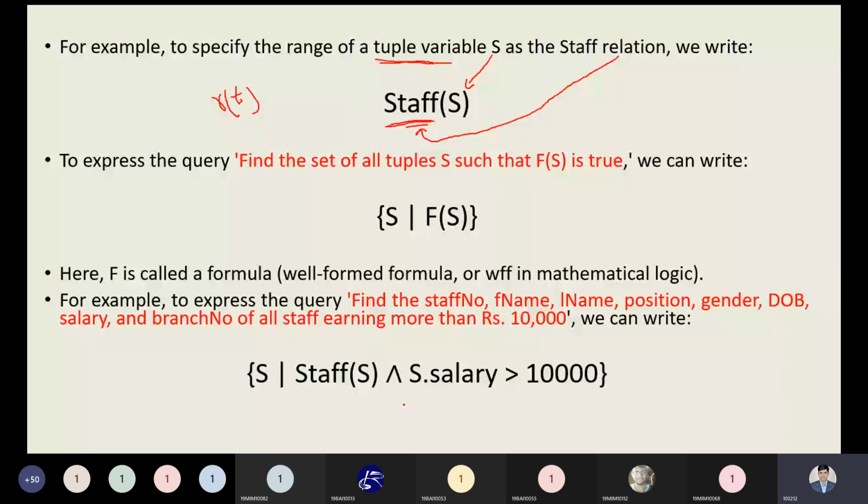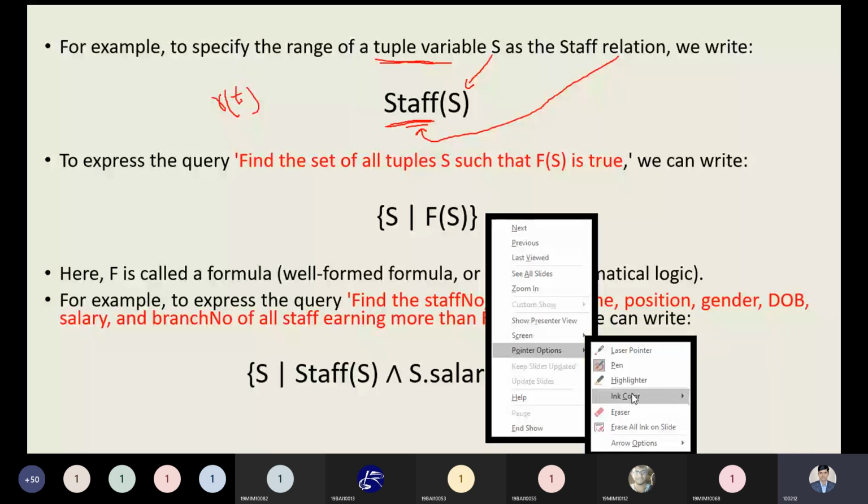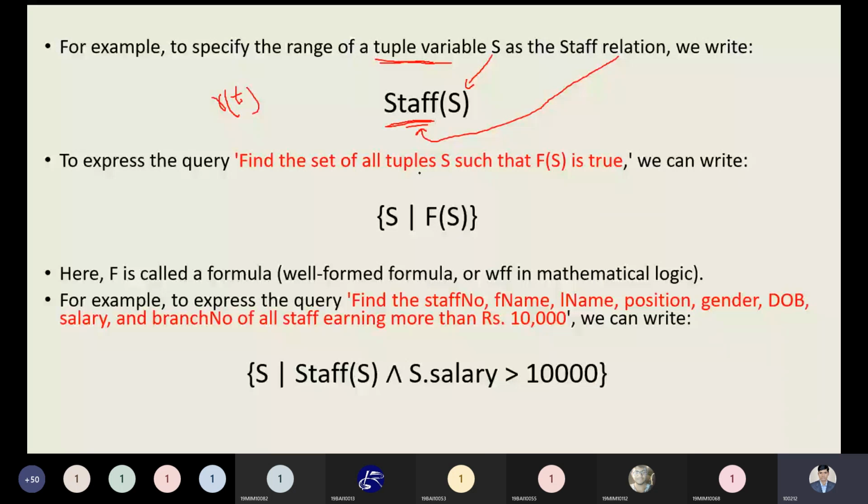Okay, so next statement, to express the query: find the set of all tuples s such that F(s) is true. You can read all the points carefully from my slide. Here F(s) is a predicate, and the predicate depends on my well-formed formula.